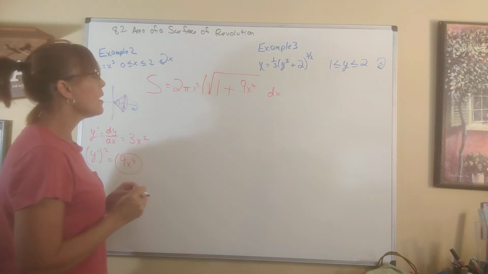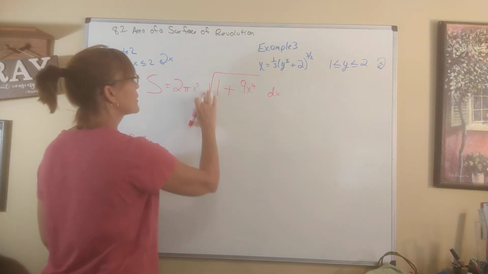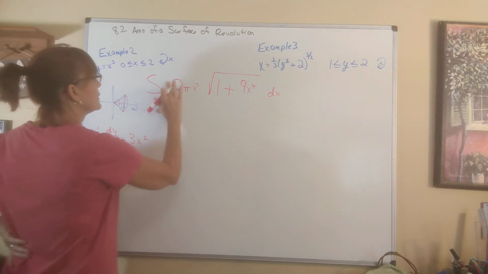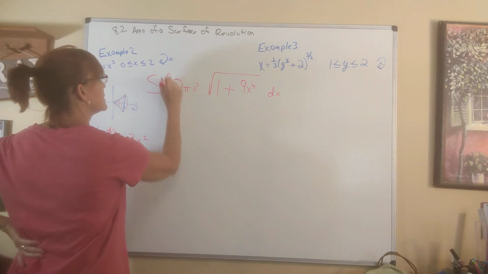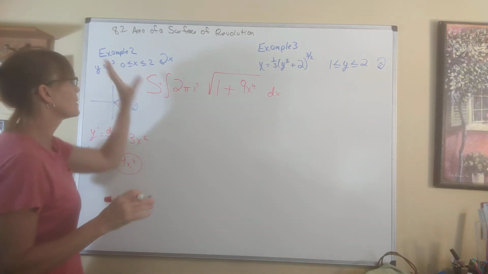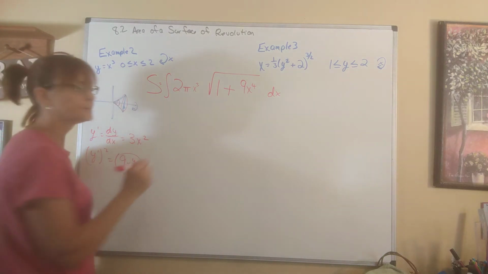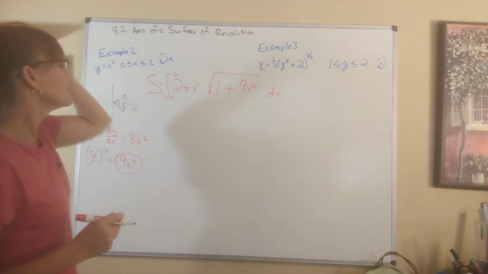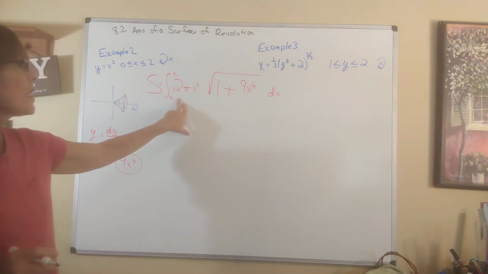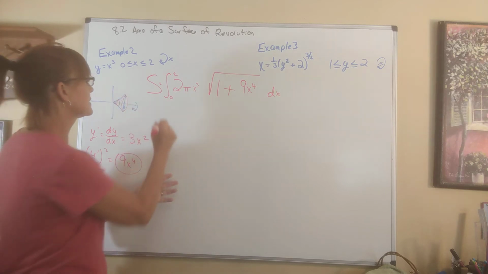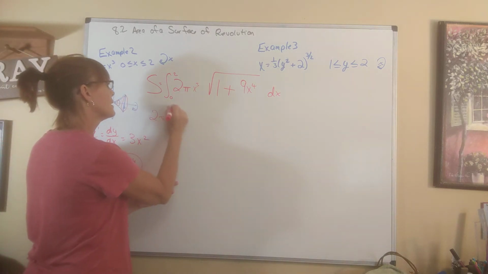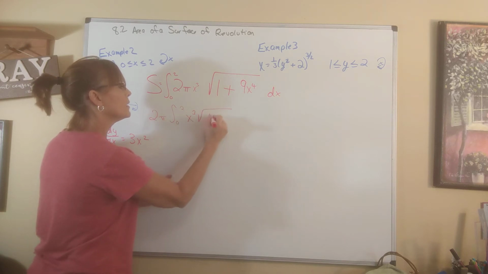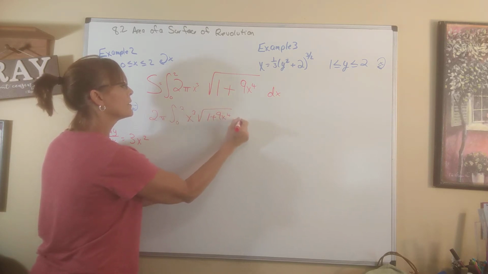Alrighty, so this is what I've got going on here. Now, I forgot an important part. This is the integral symbol that I need, and where am I integrating from? From 0 to 2. So that's what I need to put there. All right, so we're going to integrate this guy. The 2 pi is simply a constant. We can put it on the outside. So 2 pi, 0 to 2, x cubed square root of 1 plus 9x to the 4th dx.